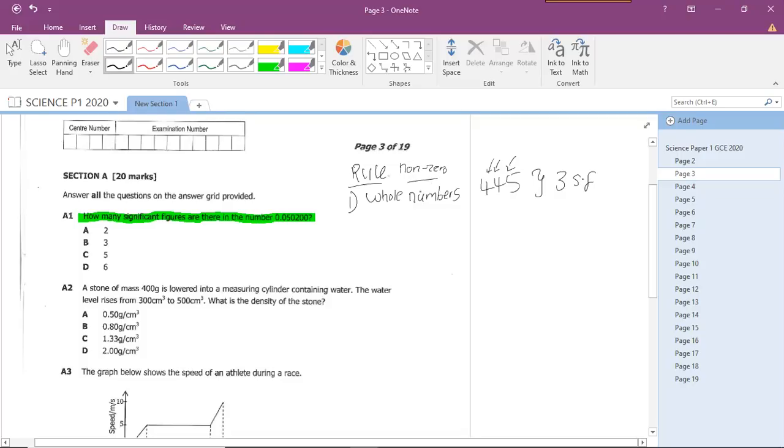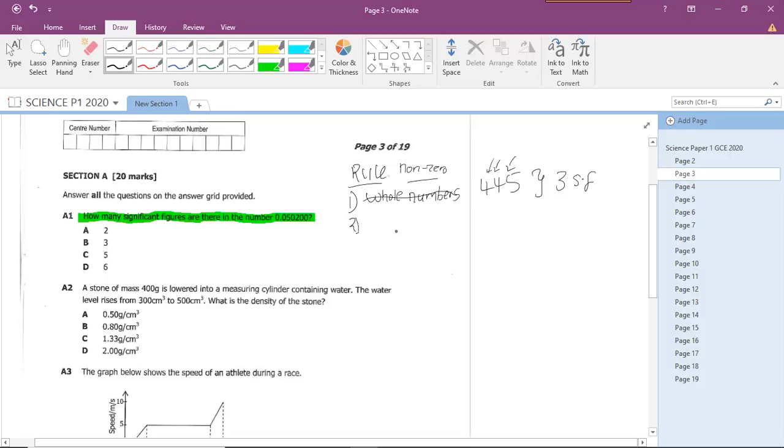Non-zero digits are significant. Let's say not whole numbers. All non-zero digits are significant. So 445 consists of four non-zero digits. Therefore, it has got three significant figures.